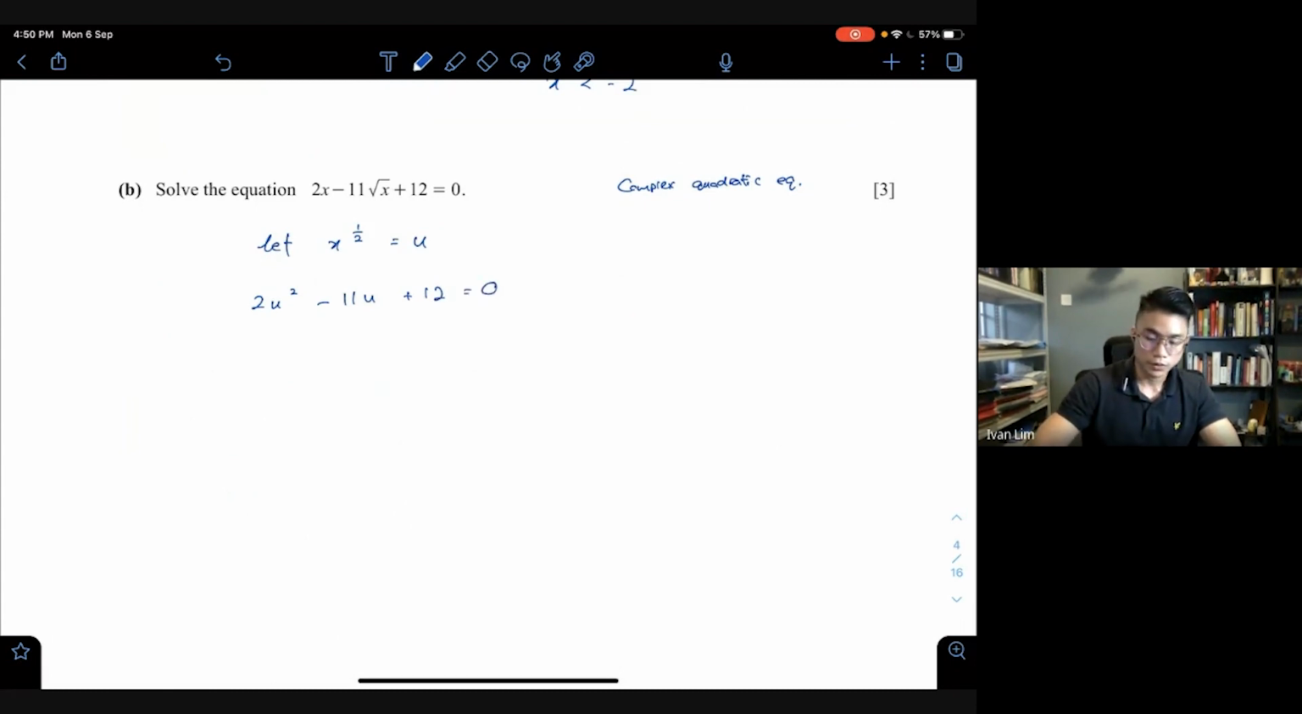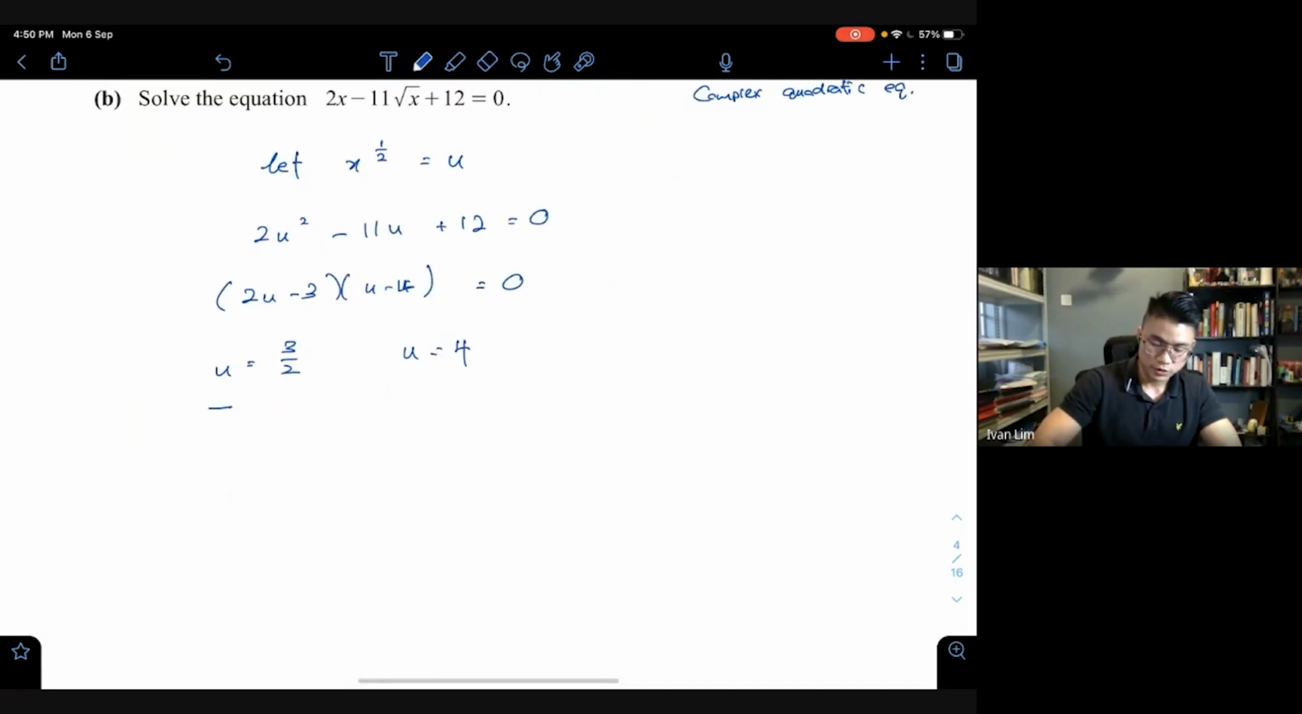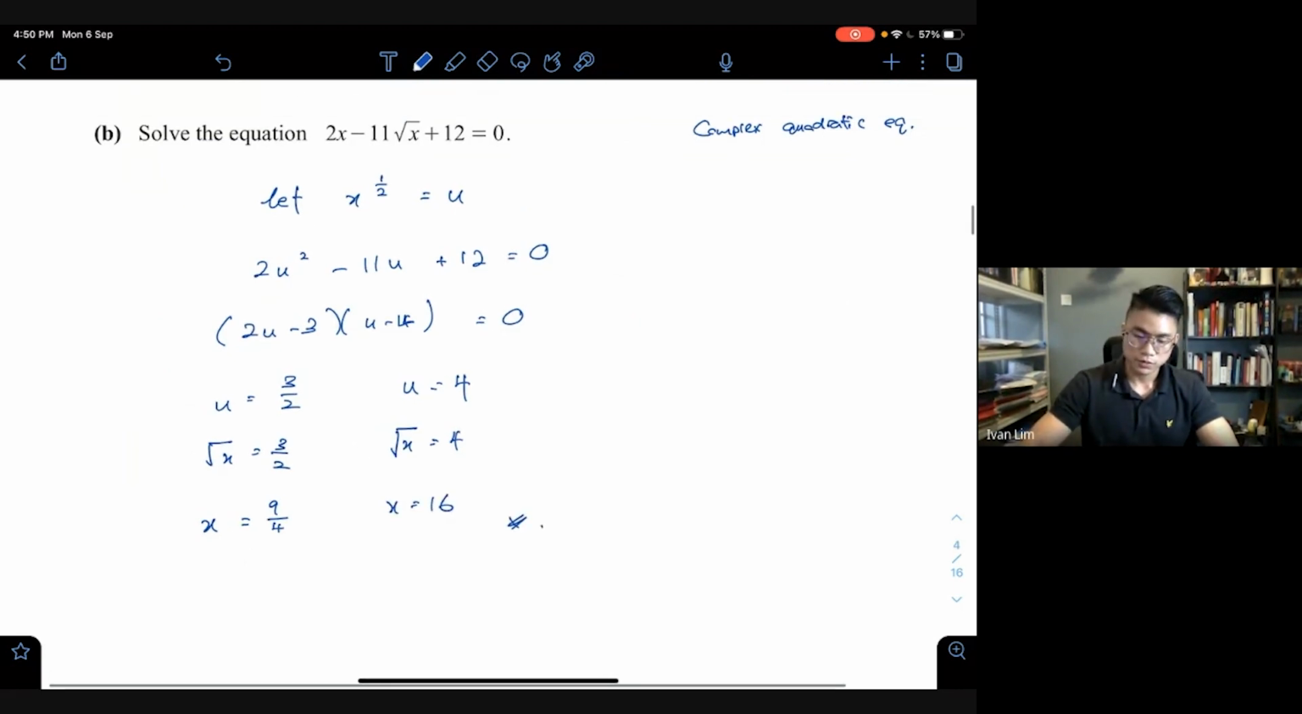Next, 2u minus 3, then u minus 4 equals to 0. Solve it. u equals to 3 over 2. u equals to 4. Change it back to root x. Oops. Root x equals to 3 over 2. Root x equals to 4. Square the thing. x equals to 9 over 4. Okay, all right. x equals to 16. Okay?